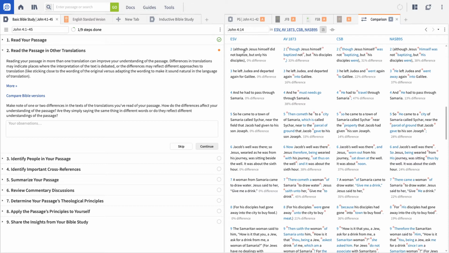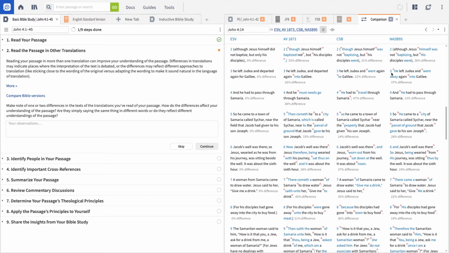So although Jesus himself did not baptize, but only his disciples, he left Judah to depart again for Galilee. 0% difference, of course. Let's just see what's really different. So let's see. This one says though, but that's really pretty close to although. Now this we've kind of already studied, so I'm not going to go too in depth on this one. Yeah, those are all small. Okay, that's just a capitalization.